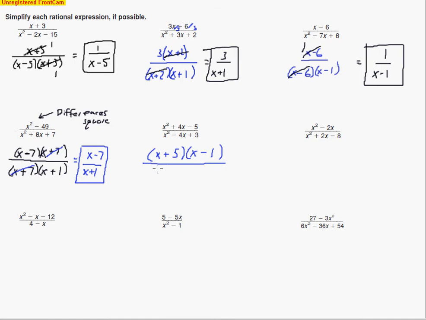Down below, we've got two binomials. And numbers that multiply to make 3 but add to make negative 4 would have to be a negative 3 times a negative 1. And then from that point, we can now take out those x minus 1's. So we're left with that x plus 5 on top, and we've got the x minus 3 on the bottom of the fraction. There is our answer.